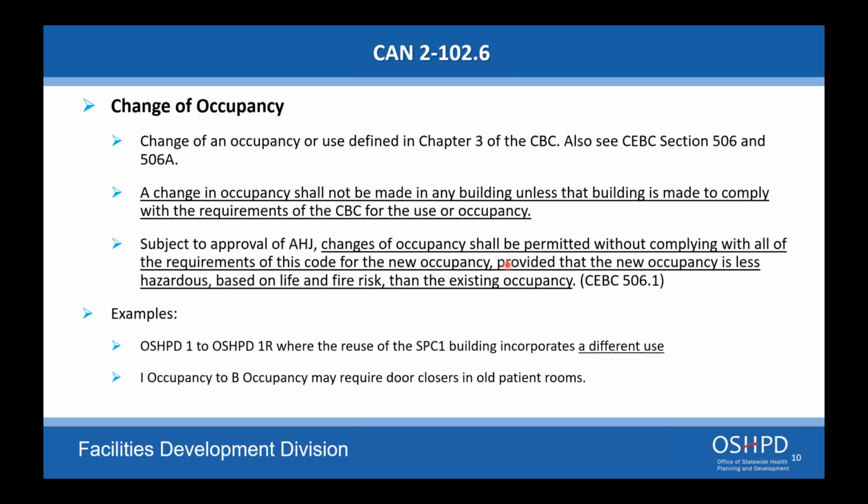And we're looking at change of occupancy, looking at chapter 3 of the CBC of changing the different types of occupancy. And this does have a different requirement. The change in occupancy shall not be made to any building unless that building is made to comply with the requirements of the CBC for the use or occupancy. And if you notice here, it does say it has to comply with the requirements of the CBC, the building code. So there is a requirement that it be upgraded to current code when you're changing occupancy.